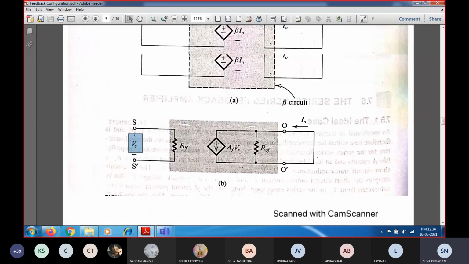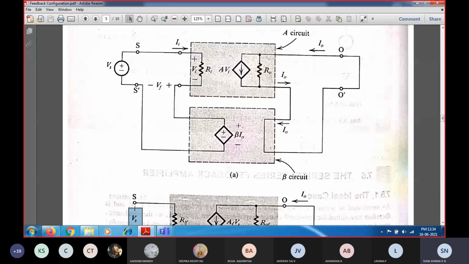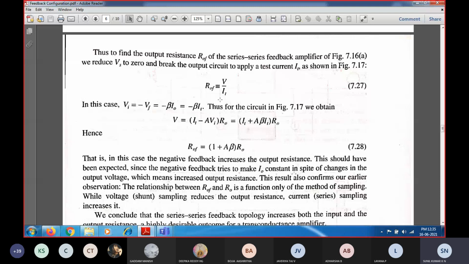So gain, if I want to find out the gain, A will be equal to what? So A will be equal to I naught divided by Vi. So Vi I am going to find out here. So we have already found out: It minus A times of Vi. So that gives the difference between the test current and the current, divided into R naught. So that is the resistance R naught. So it will be equal to Vi.